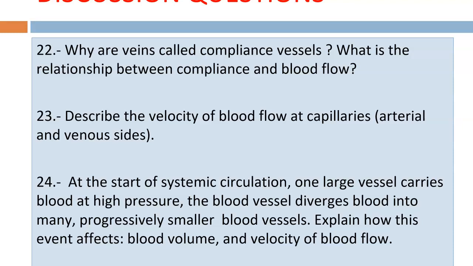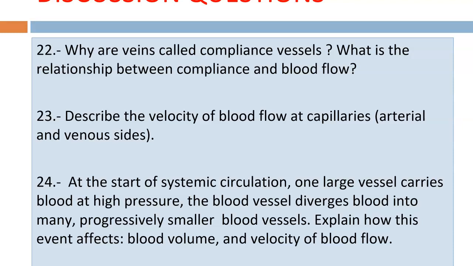So what is the relationship between compliance and blood flow? The greater the compliance, the slower the blood flow, because there's no difference in pressure between point A and point B. Describe the velocity of blood flow at capillaries, arterial and venous side. Once we get to capillaries, blood flow has diminished tremendously. Between arteries and veins, blood flow pretty much doesn't stagnate, but it slows down even more.